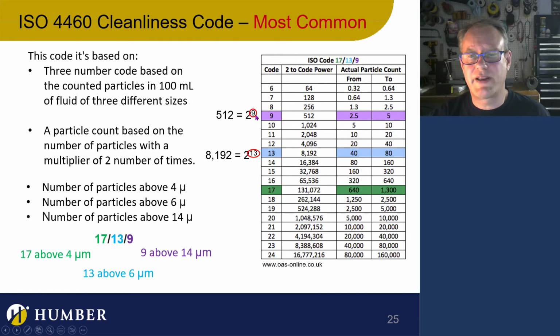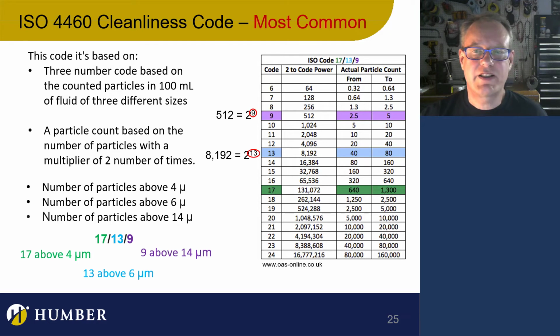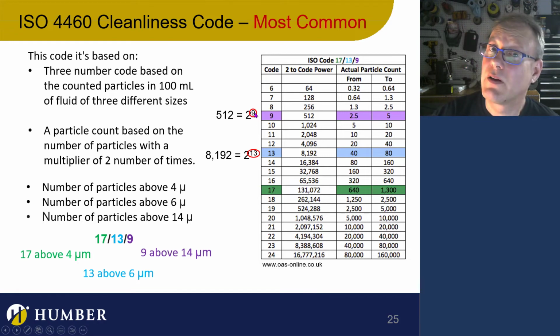So these numbers, 9, 13, and 17, are not actually the number of particles in the fluid. We're looking at 100 milliliters of fluid. If there were only 9 particles in 100 milliliters of fluid, that would be ridiculously clean fluid. So let's take a look at where this 9 actually comes from. It actually comes from 2 to the 9th number of particles.